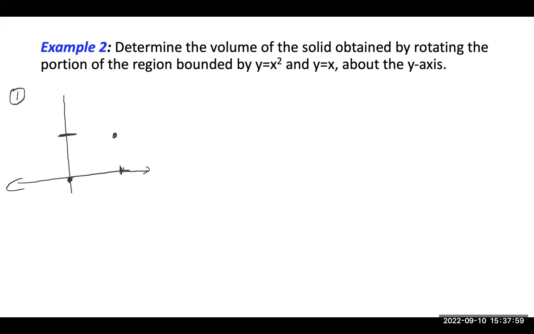I had my x squared on the bottom, my x was on top. So y equals x and y equals x squared. These are the exact same results we had from the last example. Now, the only difference is rather than rotating it this way, we are going to rotate around the y-axis. Rotating it this way, I get something that looks like this.